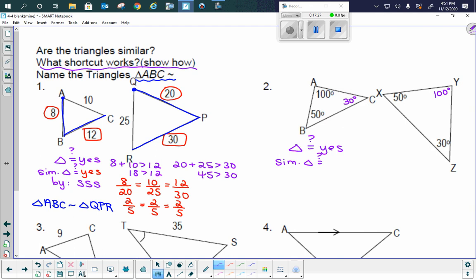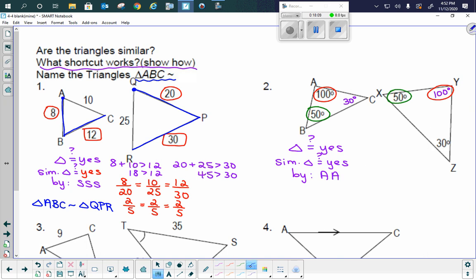So here's what I'm looking at. Notice, for instance, this 100 degrees equals this 100 degrees. And likewise, I'll just go with colors, this 50 degrees equals this 50 degrees. By default, of course, the 30 equals the 30. It doesn't matter which ones I picked. It says I only have to have 2 equal. You can think about logically why. If 2 are equal in a triangle, isn't the third one obviously going to be equal? Yes. So you're going to say, yes, these are similar triangles. And when they ask you what's the shortcut, you're going to say by AA, angle.